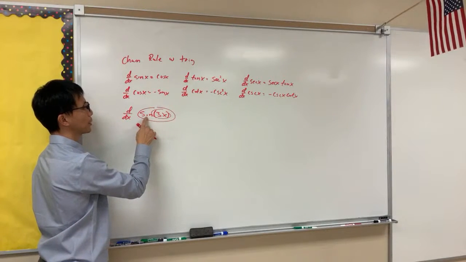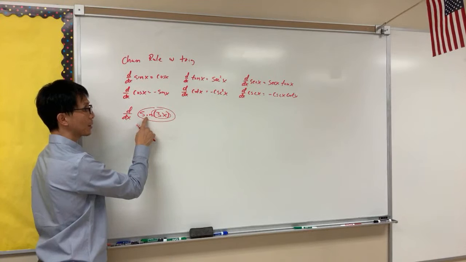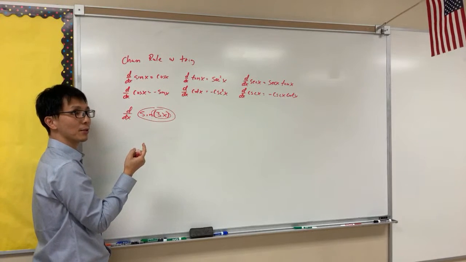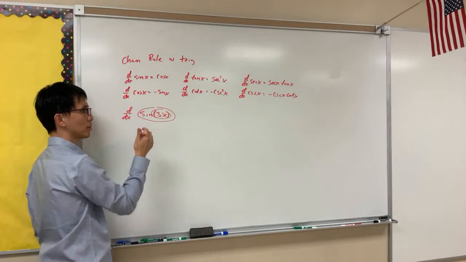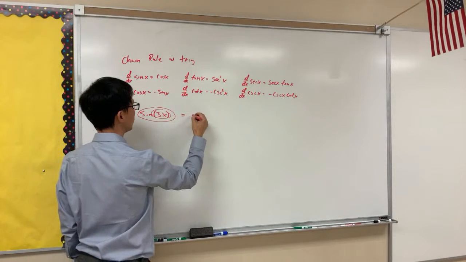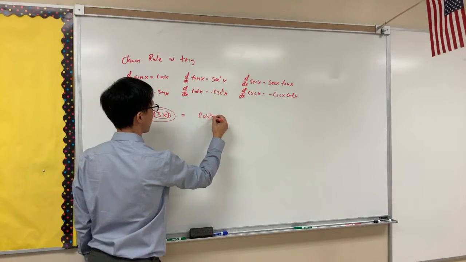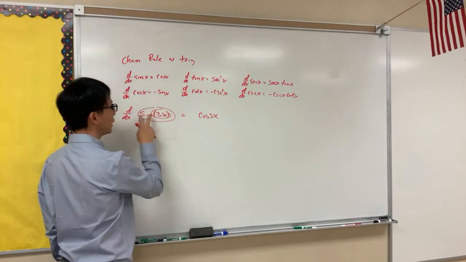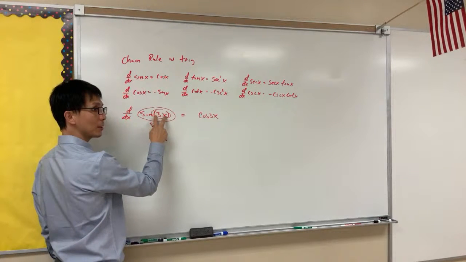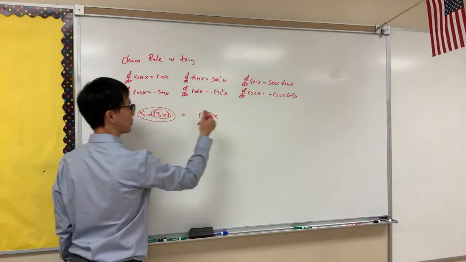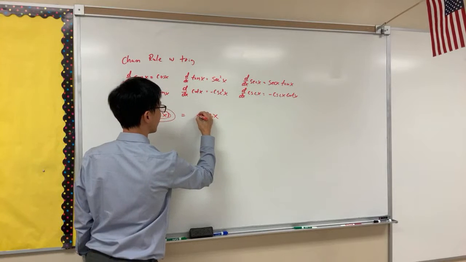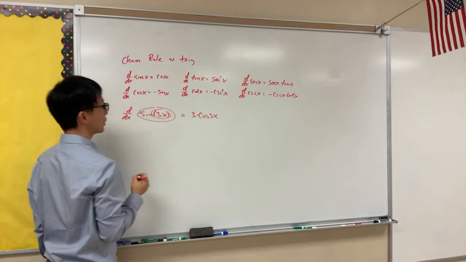So what we're going to do is take a derivative of the sine first. What do you think the answer is? Cosine 3x. Cosine 3x, that's it? No. Cosine 3x times 3. Times 3 in the front.